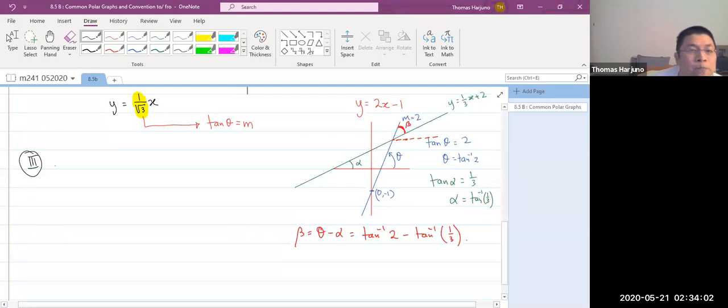Okay, the third very common graph in polar is r equals k sine theta, or r equals k cosine theta.